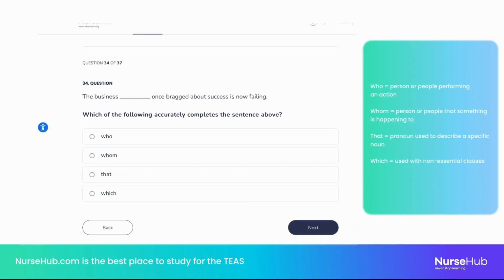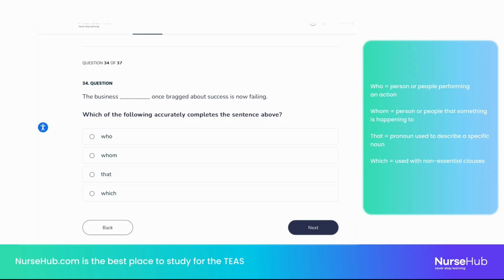The business blank once bragged about success is now failing. Okay, and we have, which of the following accurately completes the sentence above? We have who, whom, that, or which. A lot of English speakers and a lot of English writers really get confused. So let's break down what each of these is used for.